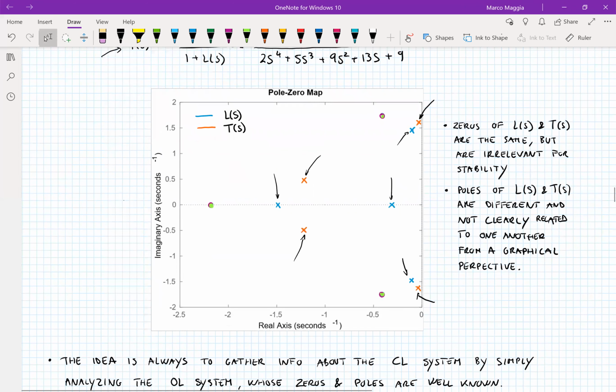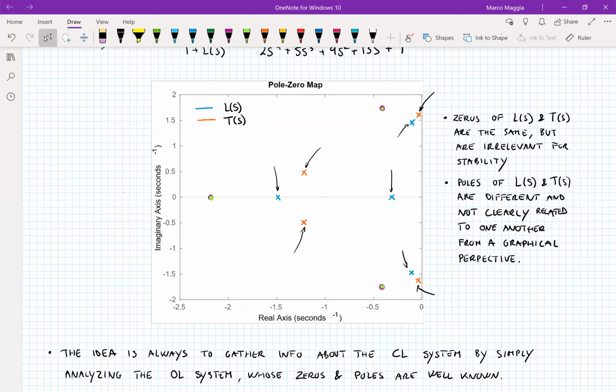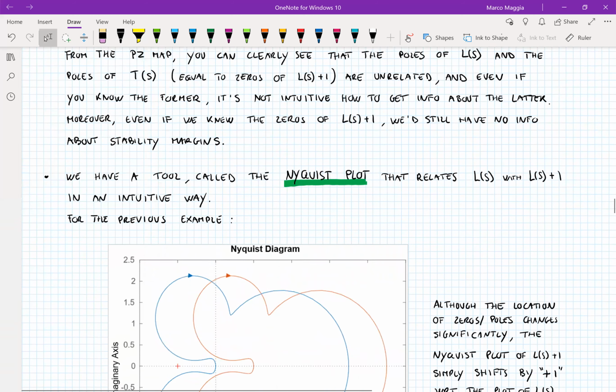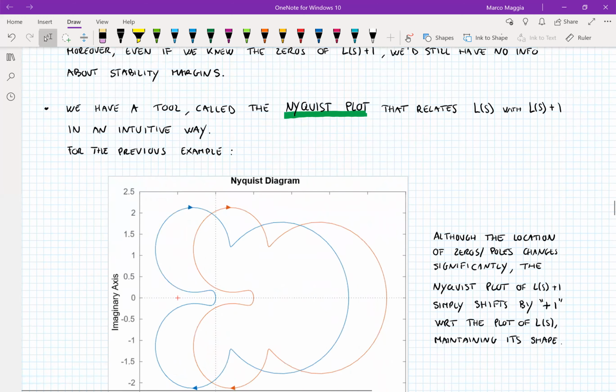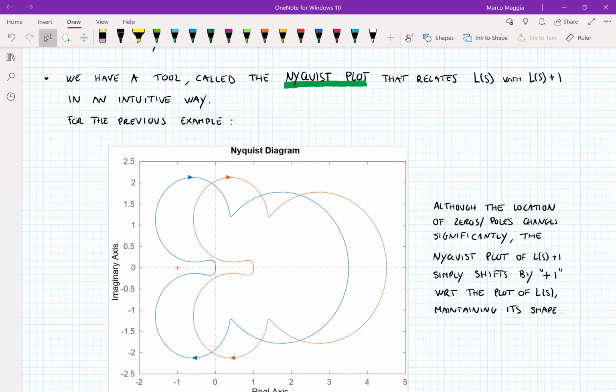So is there something else that we can use in order to relate L of s with T of s? And the answer is yes. And the answer is the Nyquist plot. Now, never mind how we get the Nyquist plot. I just want you to see that the Nyquist plot of L of s for that particular example is this blue line once again.